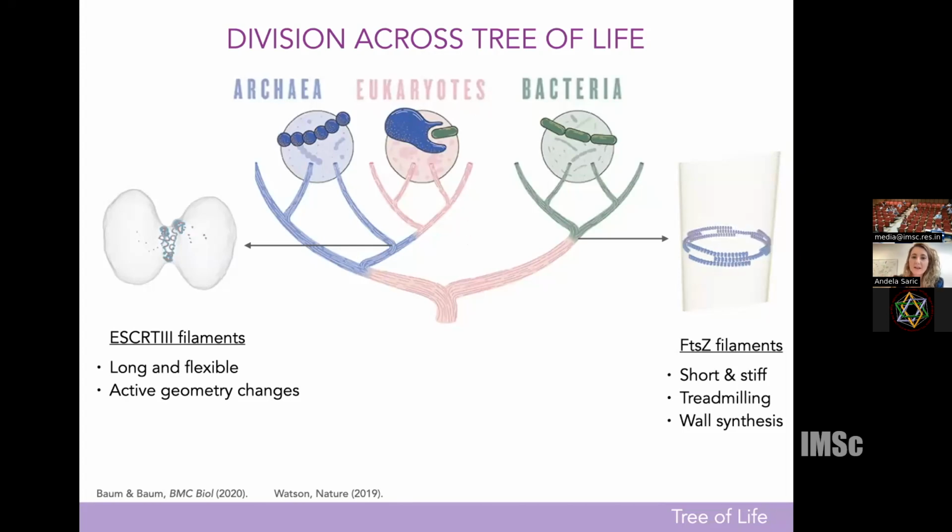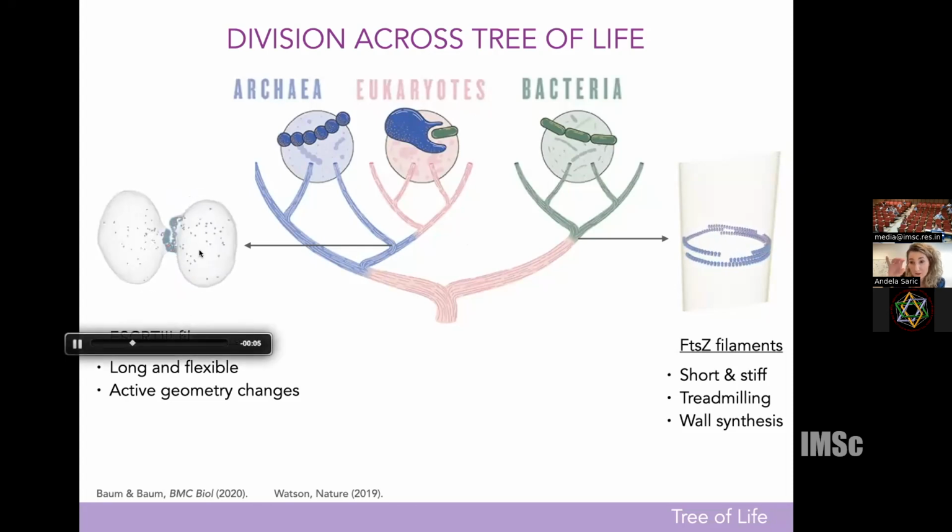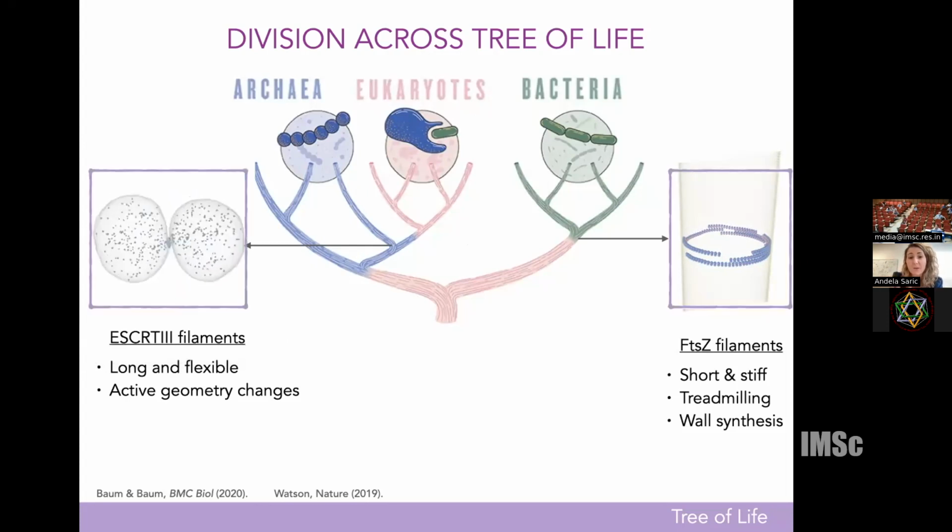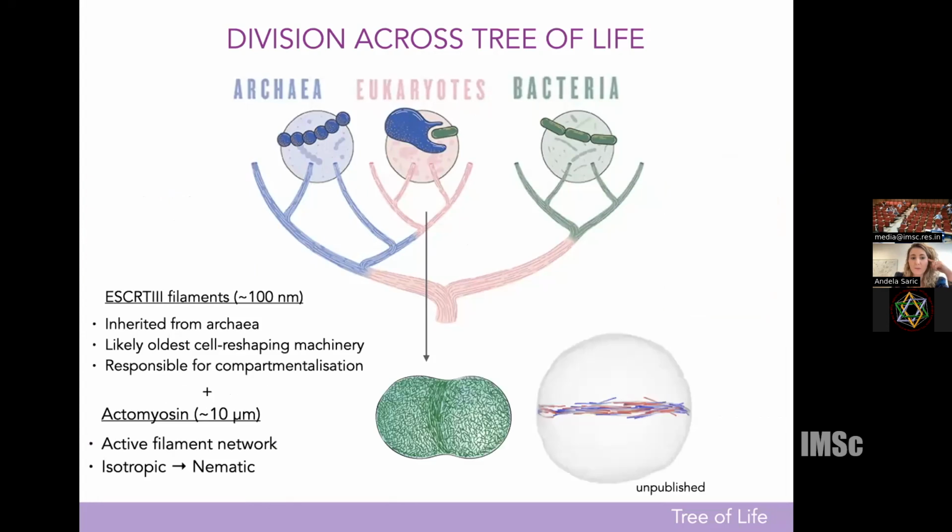And because eukaryotes are much bigger, we still use these escort filaments that archaea use when we are squished to about 1 micron, which is the size of archaea. But because we are much bigger, we had to invent an additional mechanism on top of it, which is actomyosin. You might have heard about it. And it squishes the cell.